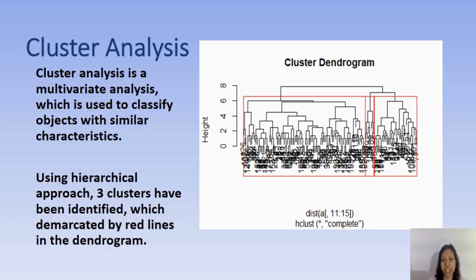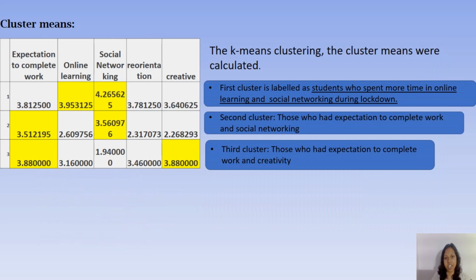Cluster analysis is a multivariate analysis which is used to classify objects having similar characteristics. Using the hierarchical approach, 3 clusters have been identified in the research, which are demarcated by red lines in the present dendrogram. In the K-means clustering, the cluster means were calculated, and accordingly the first cluster is labeled as students who spend more time in online learning and social networking during lockdown. The second cluster represents those who had expectation to complete work and social networking, while the third cluster represents those who had expectation to complete work and creativity.